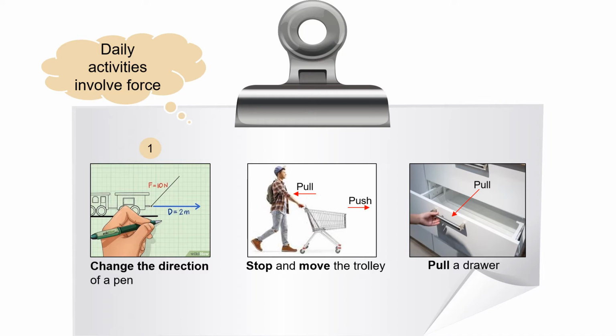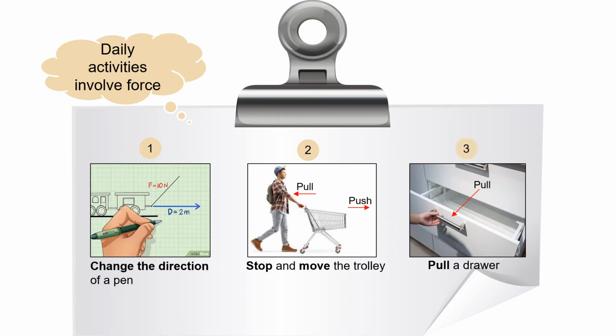Now proceed to the second picture. As you can see in the picture, a man is holding a trolley. Imagine that you are holding a trolley to find your basic needs in the supermarket. When you push the trolley, you apply force to move the trolley forward. Then, when you pull the trolley, you apply force to stop and move the trolley backward. That means you apply force to stop and move the trolley when shopping in the supermarket.